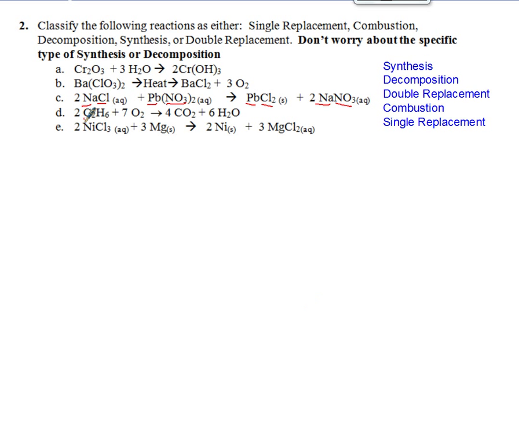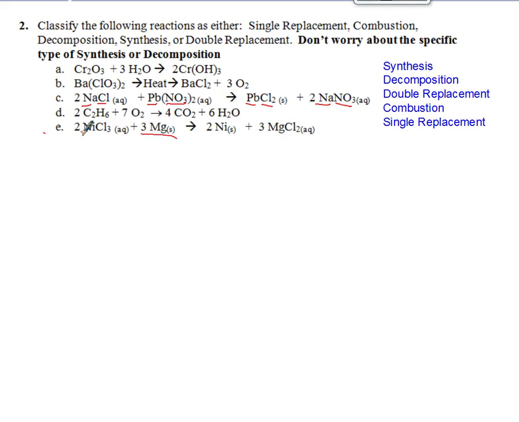Here we have a combustion reaction. We have a hydrocarbon, oxygen, carbon dioxide, water. That is combustion. And then E, single replacement. We have a single element kicking out another element. That's the definition of a single replacement. So identifying them is pretty easy.